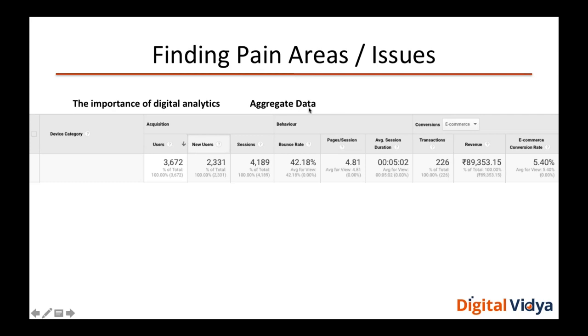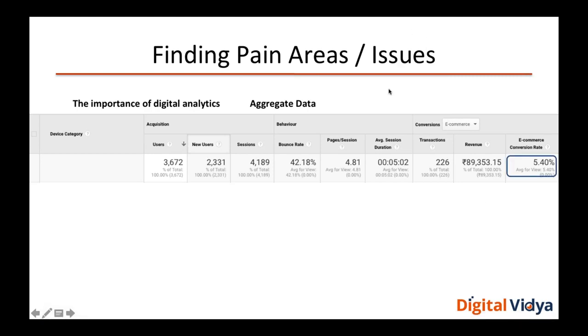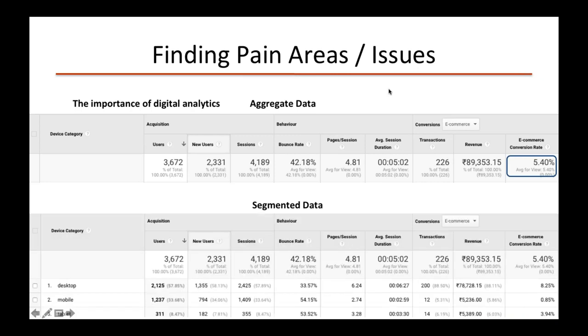So on this website, the aggregated data, when you are looking at it, the conversion rate is 5.4%. Are we doing already good as compared to the conversion rate of online worldwide shoppers? Are we doing already good? Yes. Okay. Now, to disappoint you, I'll show you the segmented data.